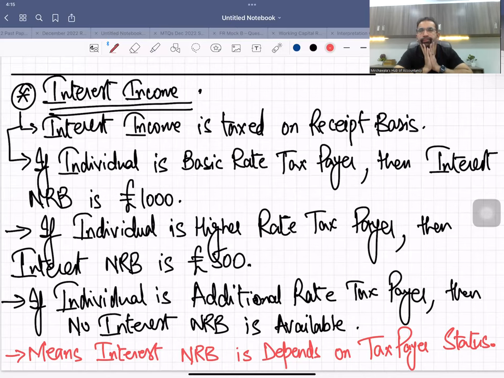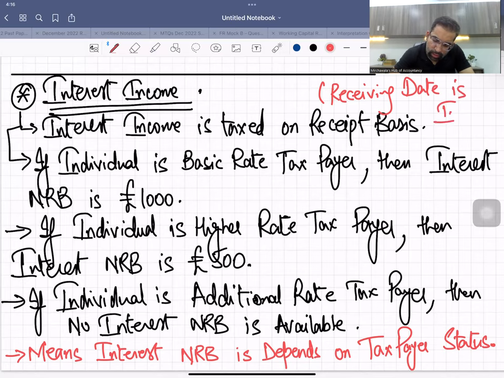Okay, students, please look at here. First of all, the first line is same. Interest income for individuals. We are studying individuals strictly. Interest income is taxed on receipt basis. Again, that means receiving date is very, very important. Just like dividend income, receiving date must fall in your fiscal year. So don't forget it.